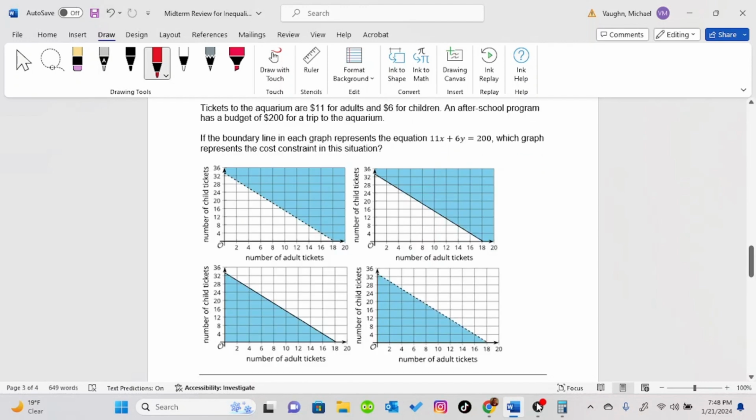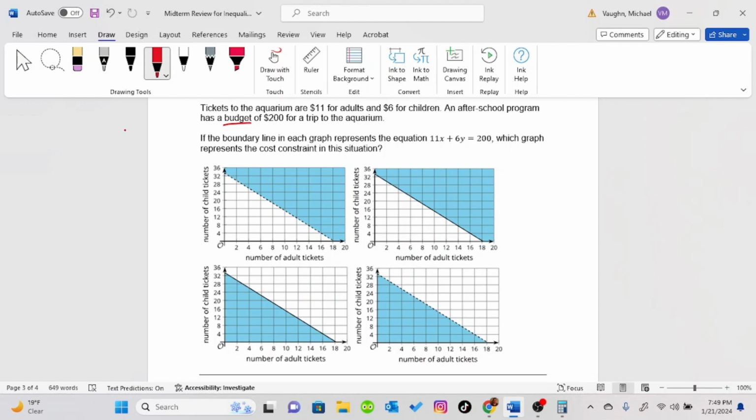Tickets to the aquarium are $11 for adults and $6 for children. An after-school program has a budget, that is our key word, of $200 for a trip to the aquarium. If the boundary line in each graph represents the equation 11x plus 6y equals 200, which graph represents the cost constraint in this situation?